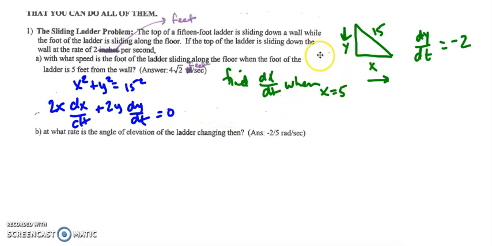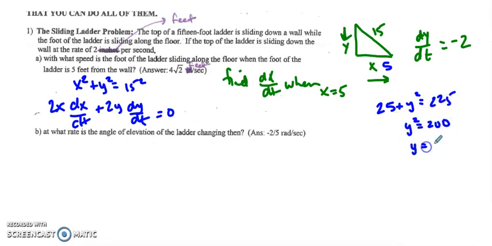And then we were told that x would be 5. So we have to figure out what our y value is. And we need the Pythagorean theorem to do that. So we plug it into the Pythagorean theorem. We'll have 25 plus y squared equals 225. So y squared is 200, and y is going to be 10 rad 2.